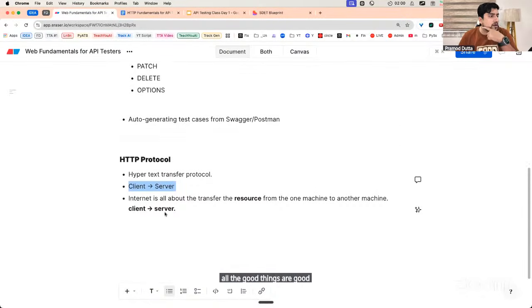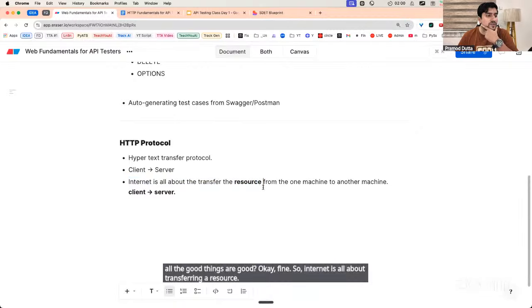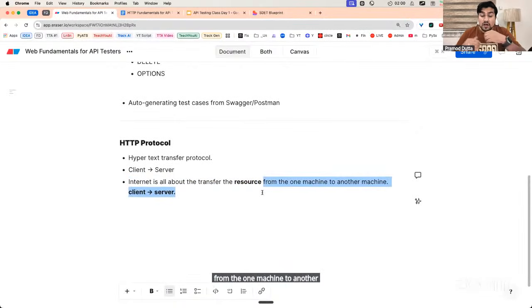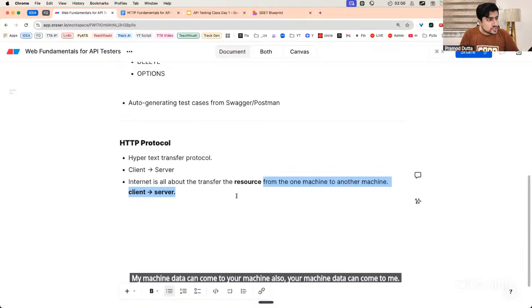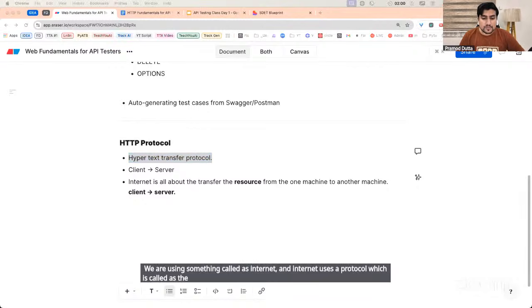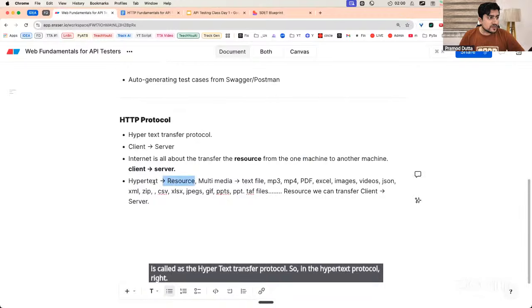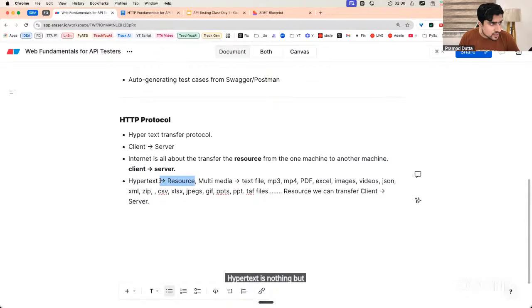Okay, fine. So internet is all about transferring a resource from one machine to another machine, which means my machine data can come to your machine, and your machine data can come to me. We are using something called the internet, and the internet uses a protocol called the hypertext transfer protocol. In the hypertext protocol, everything we call hypertext is nothing but a resource. How many of you understood this? Give me yes in the chat.